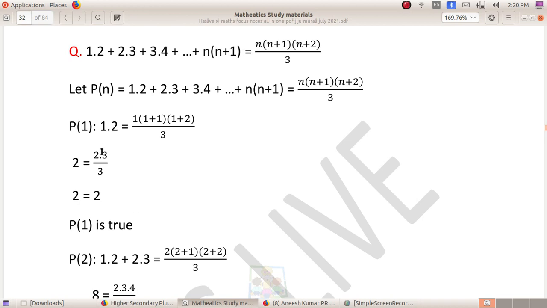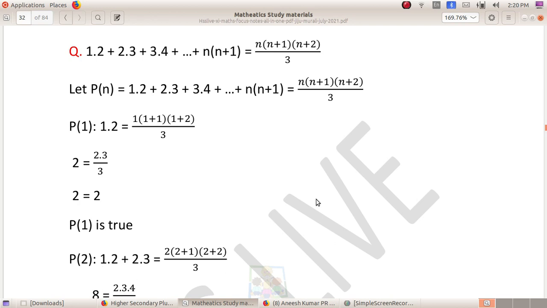So under the principle of mathematical induction, firstly you are asked to substitute n is equal to 1. Then after doing that, you have to substitute n is equal to 2. And what is P of 2? P of 2 means this plus this. Okay, 1 into 2 plus 2 into 3. That is equal to 2 into 2 plus 1 into 2 plus 2 divided by 3. Plus 1 into 2, 2. 2 into 3, 6. 6 plus 2, 8.